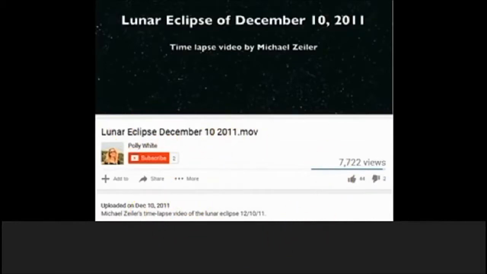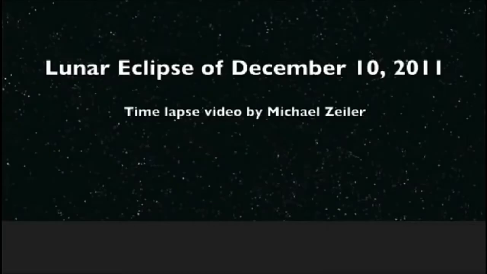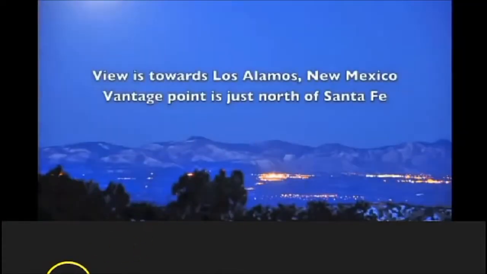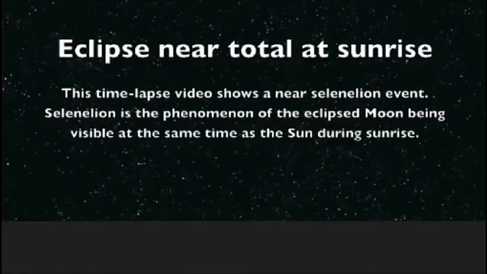Okay, let's take a look at the actual footage itself. Start from the very beginning. Talks about the phenomenon. Let me back up here a little bit, actually. Let me pause here. Talks about the phenomenon of this eclipse. It's called the Selenian event. Now let's take a look. Go to this part right here.